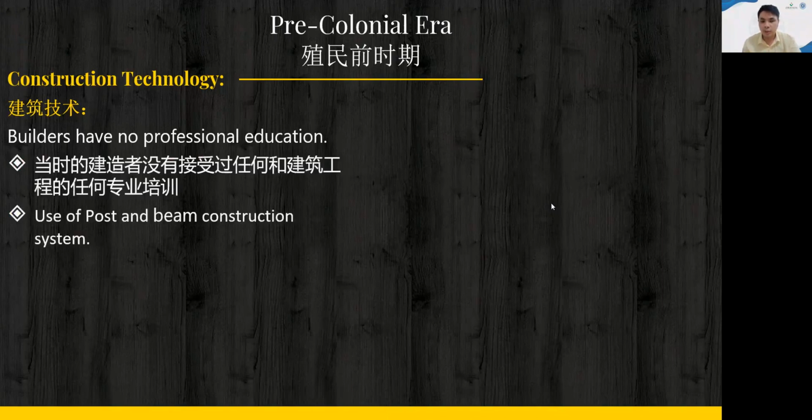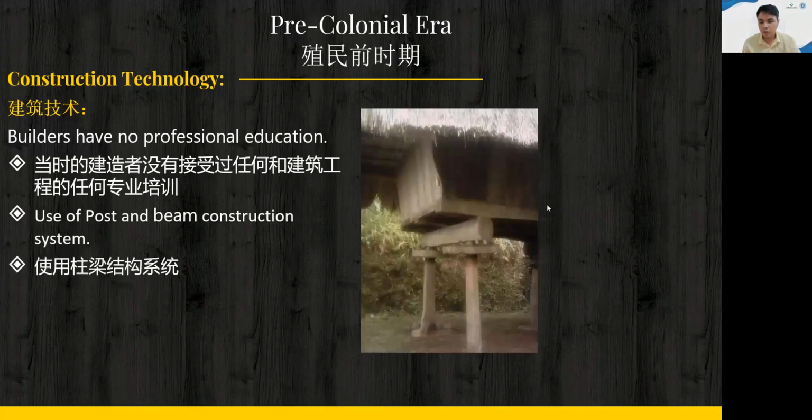The next part of the construction technology is the use of the post and beam construction system. Although these people had no professional knowledge, they were able to come up with this system that is being used until today in modern day construction. This figure shows a typical variation of the pre-colonial dwelling in which these wooden posts are supporting this beam.